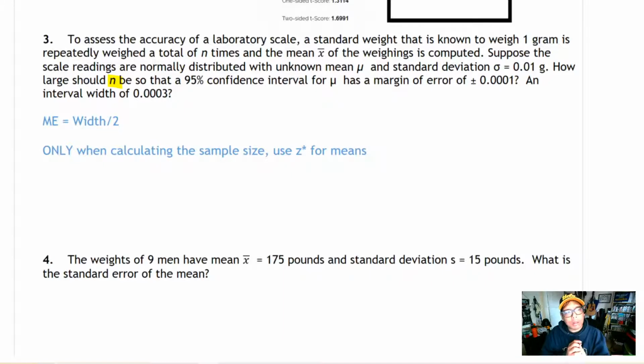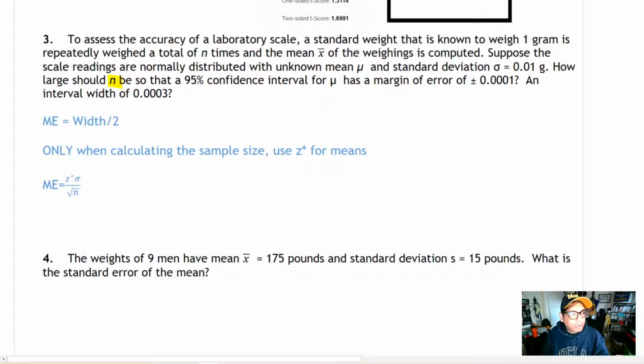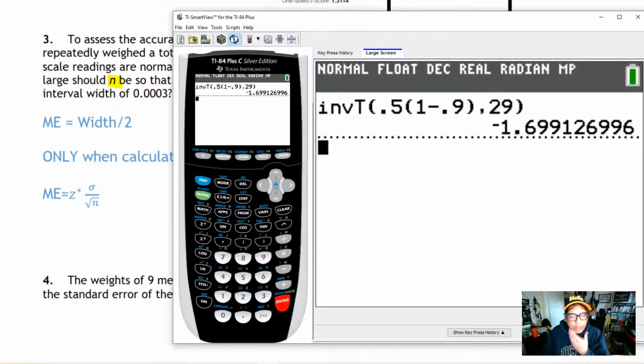But when you're calculating for sample size, you have to use Z star. There really is no other way, because T star is dependent on sample size, and of course you don't know sample size, so you got to use Z star. The formula for margin of error is Z star multiplied by sigma over root n. And we better go over getting our Z star.